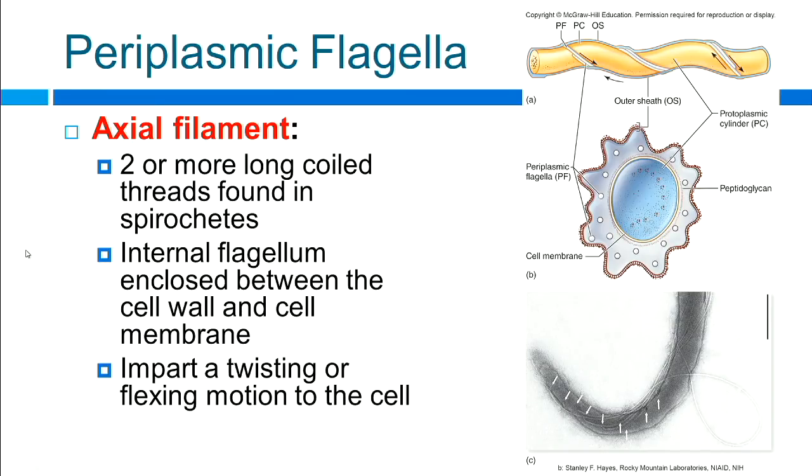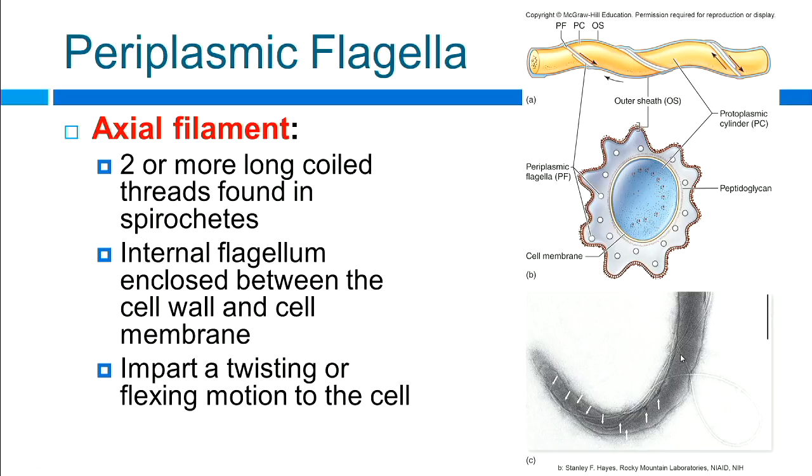A periplasmic flagella is kind of the same thing, but when we've been looking at, they've just been free form. This is one that's actually within two membranes. So it's going to be actually enclosed between the cell wall and the cell membrane. So we don't have that up there yet, but the cell membrane, remember that's a plasma membrane, and the cell wall is on the outside. So it's going to be in between there, and it looks like this is kind of wrapped around.